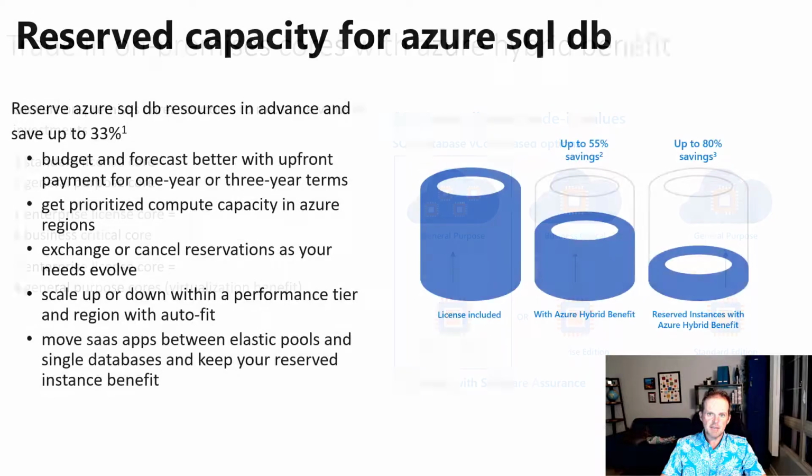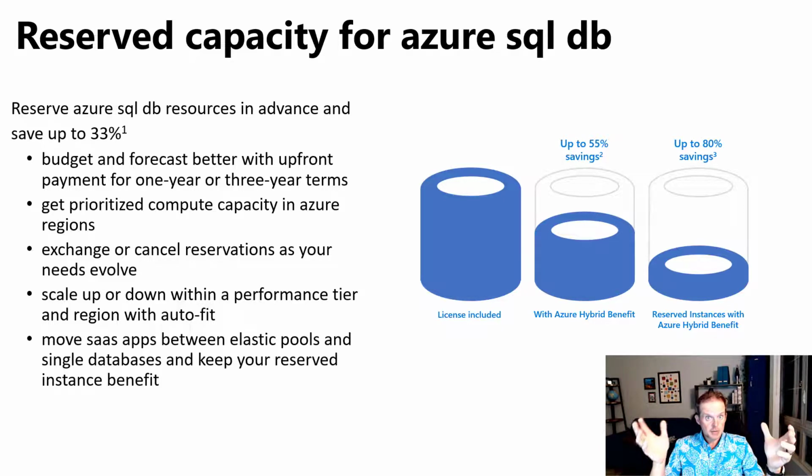Another way that you can save money is through something called reserved capacity. So if you know that you're not very elastic in your workload, let's say that you know that you're going to need 32 cores and a whole bunch of memory, and you know you're going to use it for like 3 years, you can pay a 3-year contract and save a significant amount of money. So if you look at this diagram right here, Microsoft is telling you that with Azure Hybrid Benefit, you can save 55% potentially. With reserved instances and Azure Hybrid Benefit, you could save 80%. It's a substantial cost reduction.